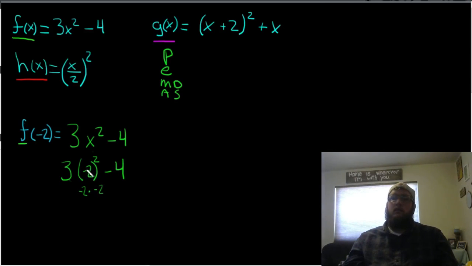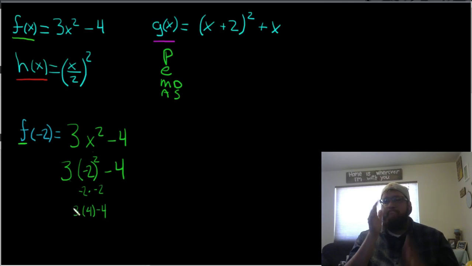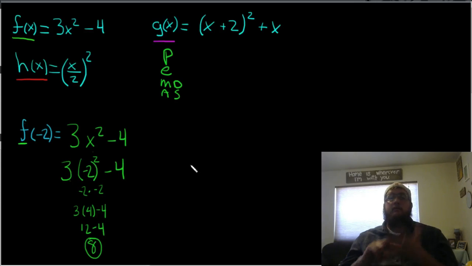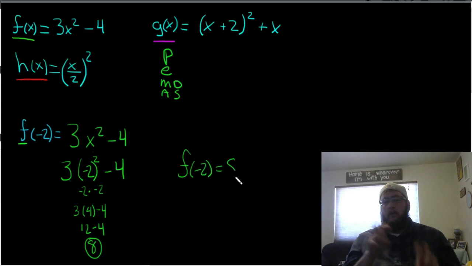So we're going to address the exponents here, and -2 squared is the same as -2 times -2. A lot of people did -2 times 2, which will get you -4. But -2 times -2 is actually going to be 4. So be careful when you do your exponents. A lot of people messed up on that. We're done with exponents here, so now we can move on. Multiplication and division are next. 3 times 4 is 12. We're left with 12 minus 4, which is 8. So f evaluated at -2 is equal to 8.